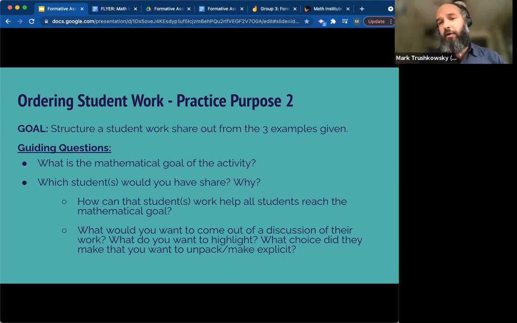So we've only got a minute or two, but we offer that question: which student or students would you have share and why? And then as a sub-question of that, how can that student's work help all students reach their mathematical goal? And also, what would you want to have come out of that discussion of their work? What would you want to highlight? What is the choice that they made that you would want to unpack or help make explicit?